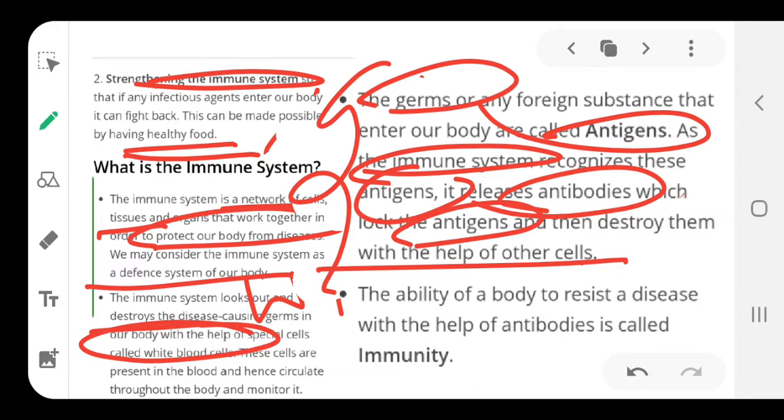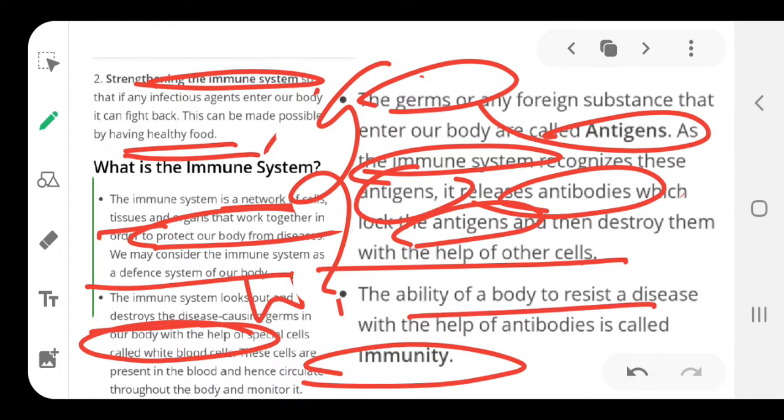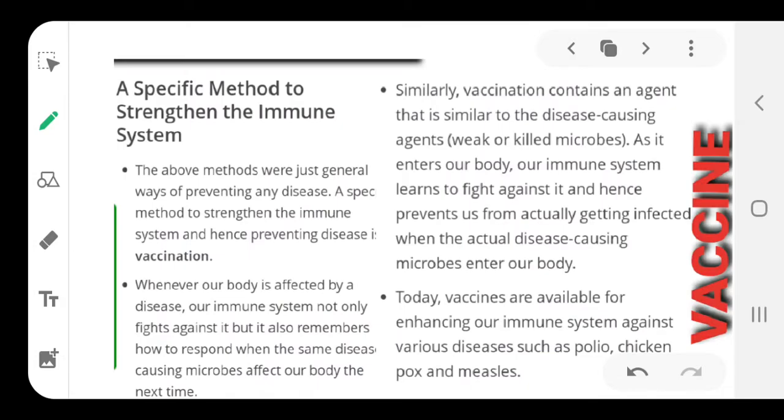And the ability of the body to resist disease, underline this word: define the term immunity, we ask you. It is the ability of a body to resist a disease with the help of antibodies. So, write down these two terms: how the antigens are countered, and then the definition of immunity.